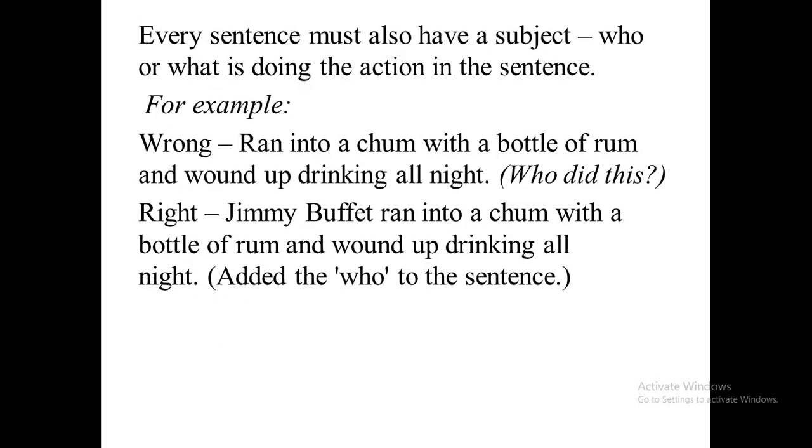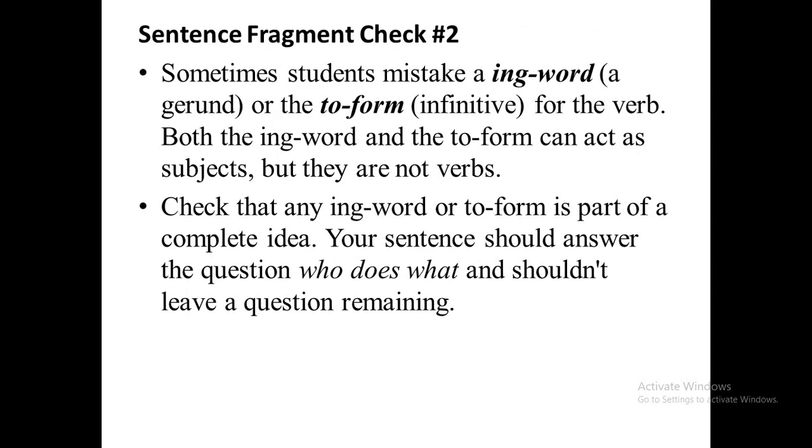Every sentence must also have a subject, who or what is doing the action in the sentence. Number 1, we have the wrong example here: Ran into a chum with a bottle of rum and wound up drinking all night. Now we have missed the subject. Who did this? Now we are looking at the right one: Jimmy Buffett ran into a chum with a bottle of rum and wound up drinking all night. Now we have added the who to the sentence. Our subject was missing there.